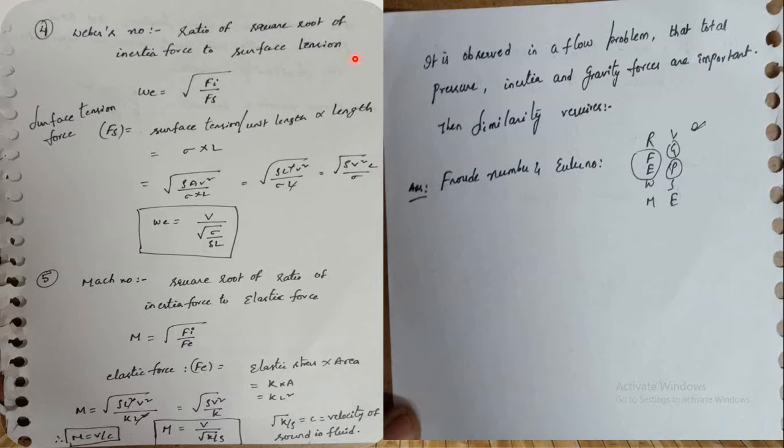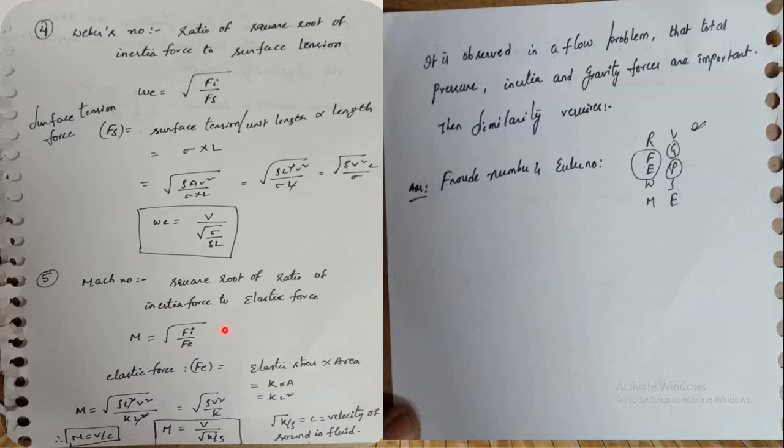Now the next number is the Weber number. The Weber number is the square root of the ratio of inertia force to the surface tension force. And what is the surface tension force? Surface tension is per unit length, so the force is sigma into L. We are writing here the square root of Fi by Fs, and getting cancellations, we finally see the Weber number as V by root of sigma by rho L.